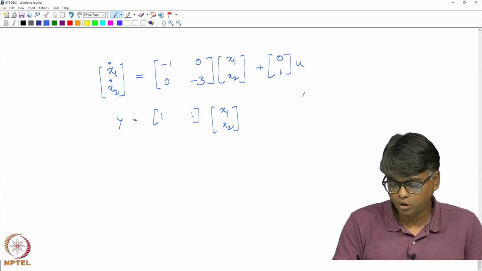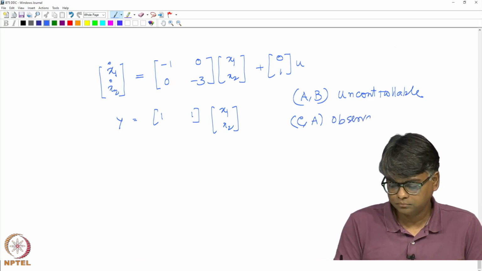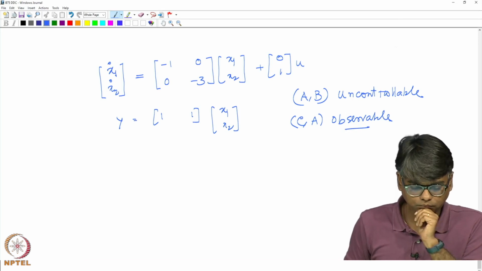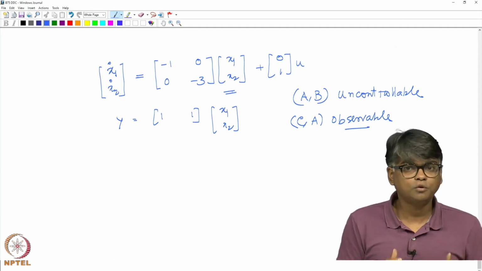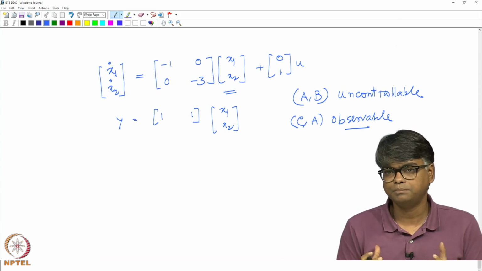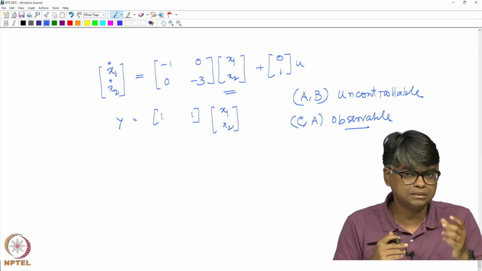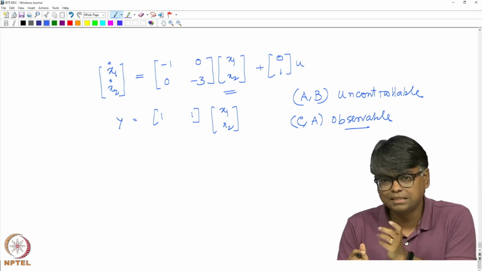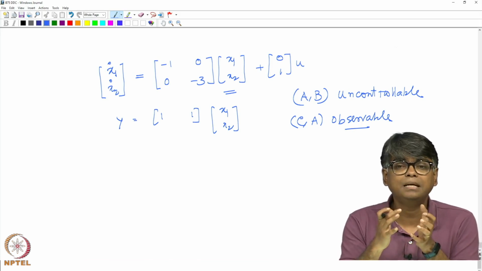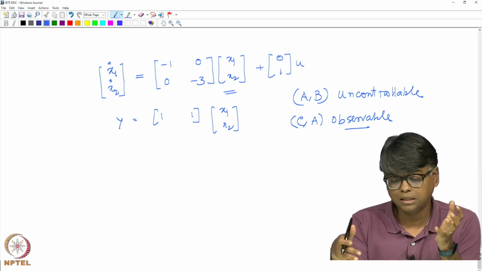You can easily check that this AB pair is uncontrollable, but the CA pair is actually observable. In this situation, what should we expect? Even if it is uncontrollable, it is a second order dynamics, and x is observable from y, which means y must also satisfy a second order equation, because both the state variables influence y independently. So, it is expected that y should satisfy a second order differential equation. But that second order differential equation must be such that the input will not be able to influence y and its derivatives independently, because it is not controllable.